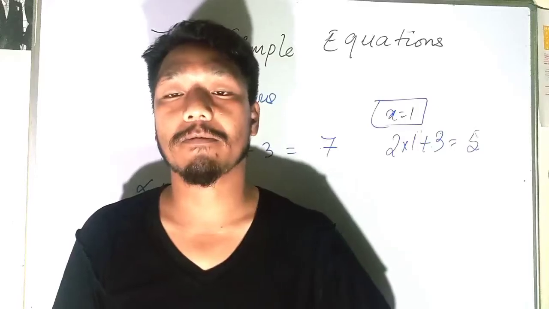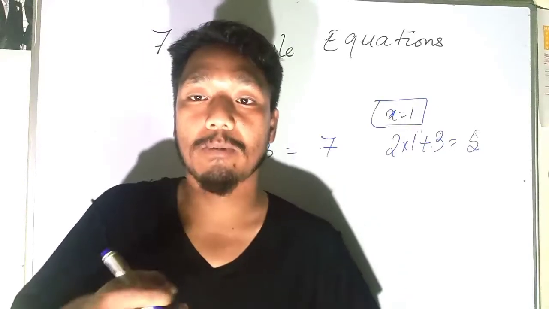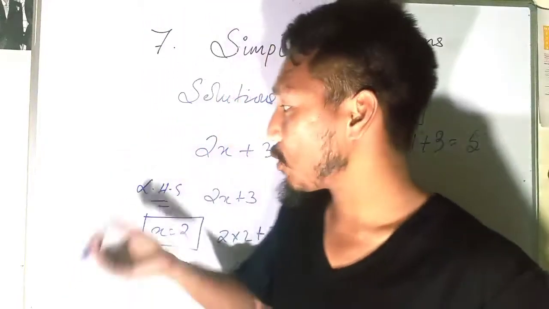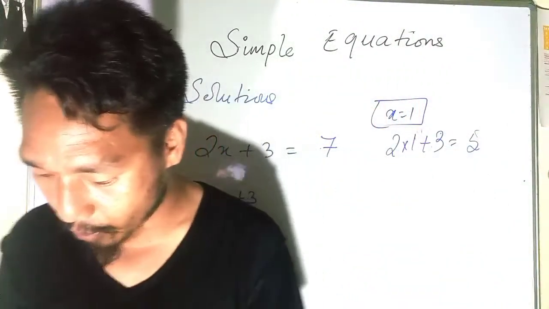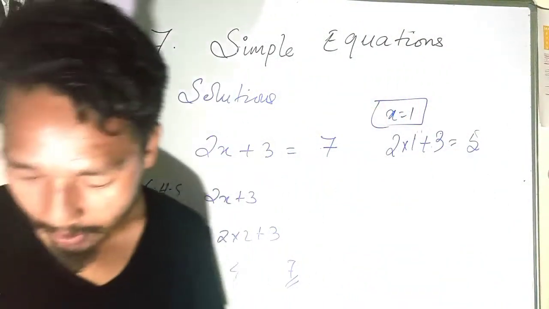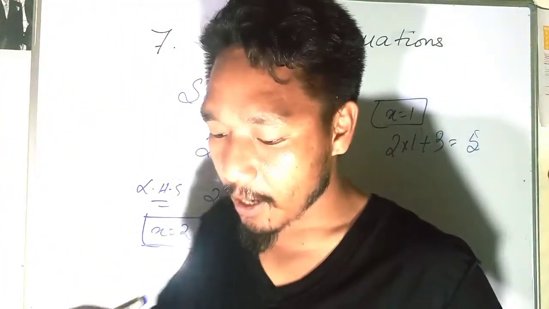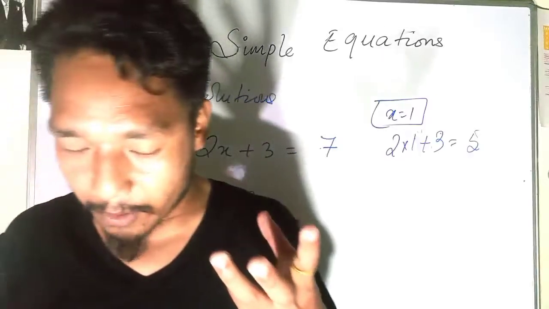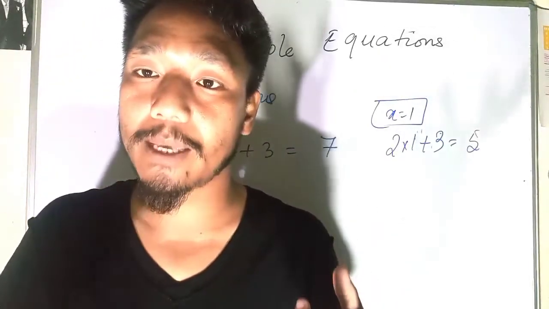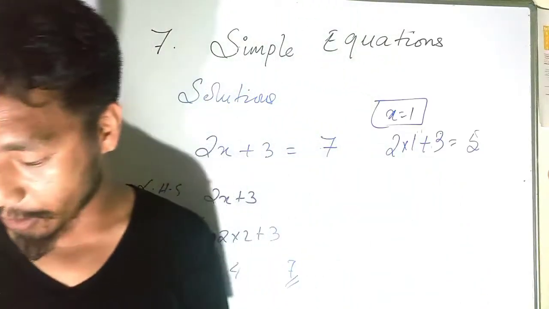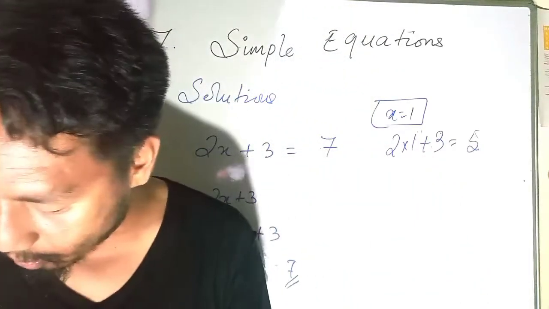Such types of values are what we call the solutions of an equation. Solutions of the equation means the values of the unknown which make the left hand side and right hand side equal to each other. So that is what we call the solutions of an equation. Clear about this one? So let's try to go into the solutions.